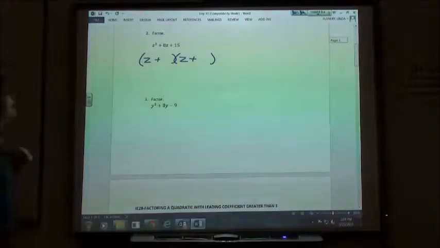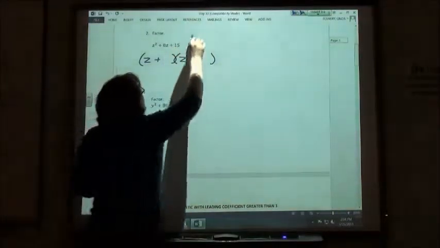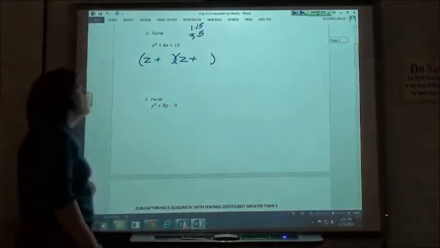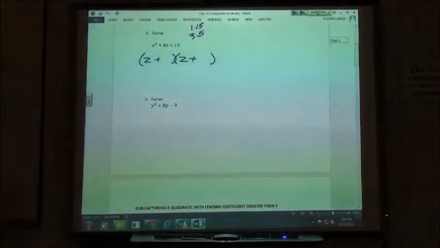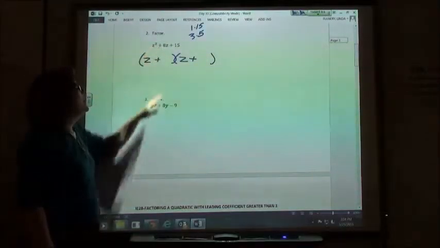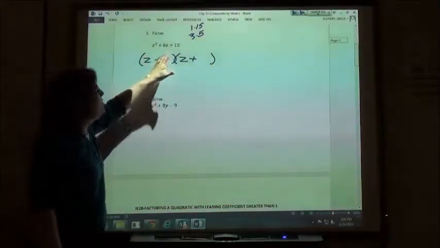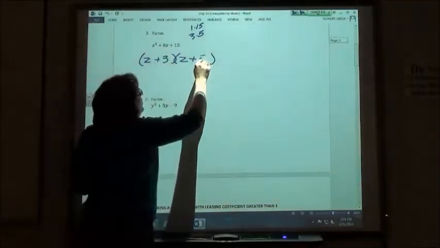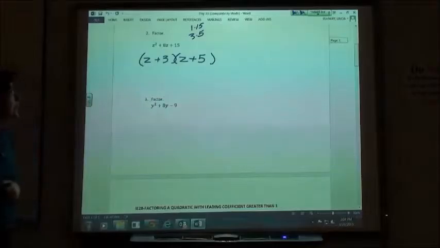Then I'm going to factor my end number. My end number is 15. 1 times 15 or 3 times 5 is the only pair I'm going to have in order to get 15. I want the pair that's going to give me an 8 in the middle. So I look here, I'm going to add my 2 things together. Which pair adds up to 8? Well, the 3 and the 5 would add up to 8.